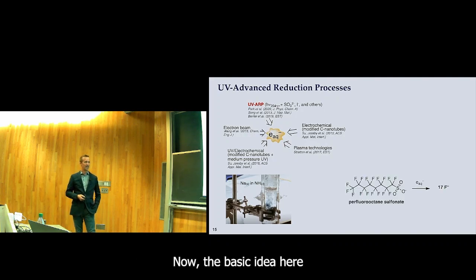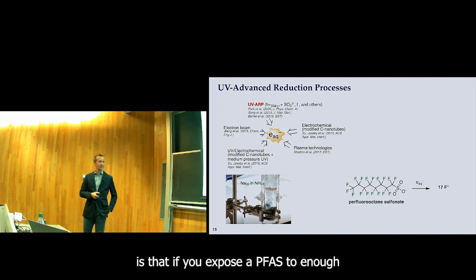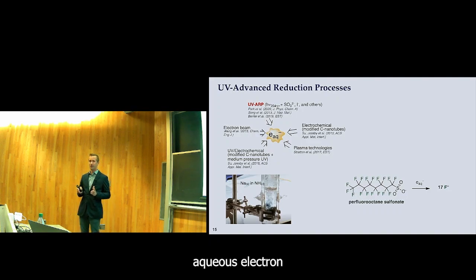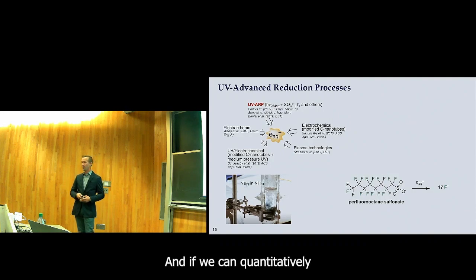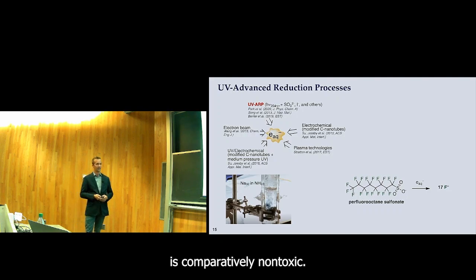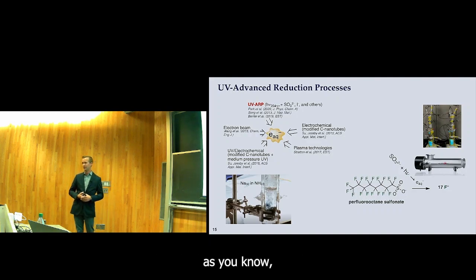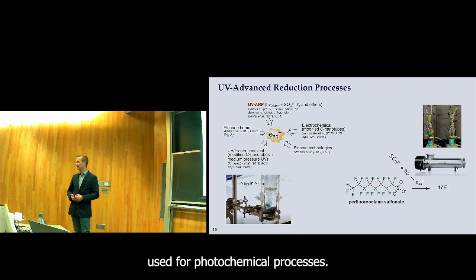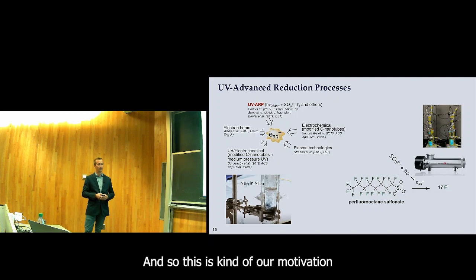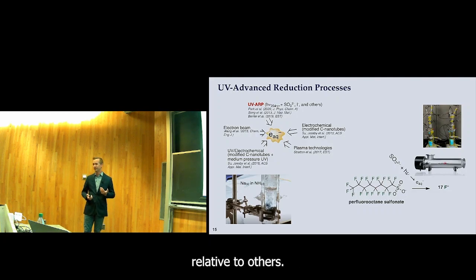Now, the basic idea here is that if you expose a PFAS to enough aqueous electron, the C-F bonds in PFAS could be degraded, chemically reduced to fluoride. And if we can quantitatively take all of the C-F bonds and make them fluoride, we have essentially achieved our goal, because fluoride is comparatively non-toxic. And so our approach is to think about generating this photochemically. We can do this in the lab. There's also full-scale technologies in water treatment used for photochemical processes. And so this is our motivation and reason for pursuing this relative to others.